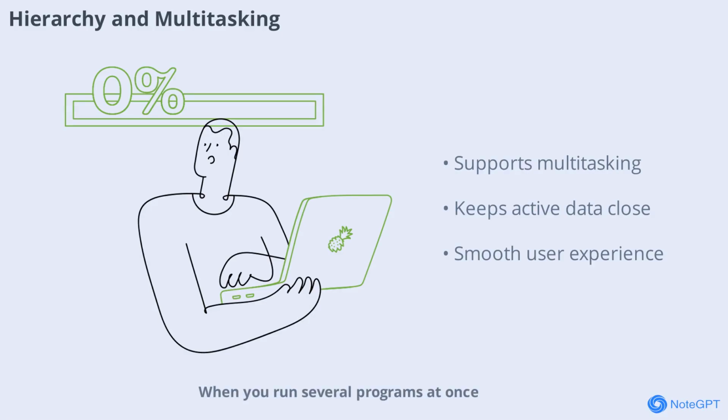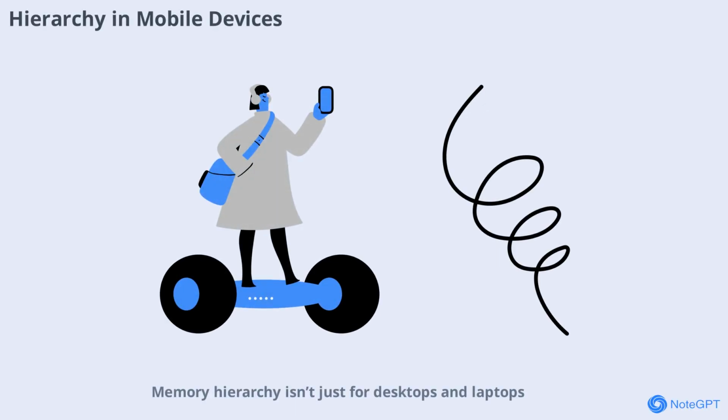When you run several programs at once, the operating system juggles data between registers, cache, RAM, and secondary storage. By keeping the most active data in the fastest memory, your computer can switch between tasks smoothly, giving you a seamless user experience. Memory hierarchy isn't just for desktops and laptops.